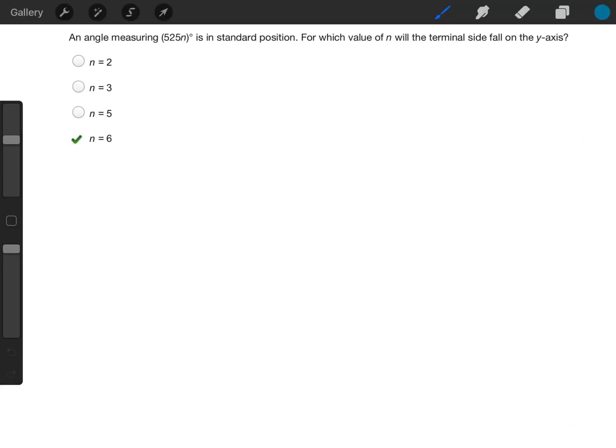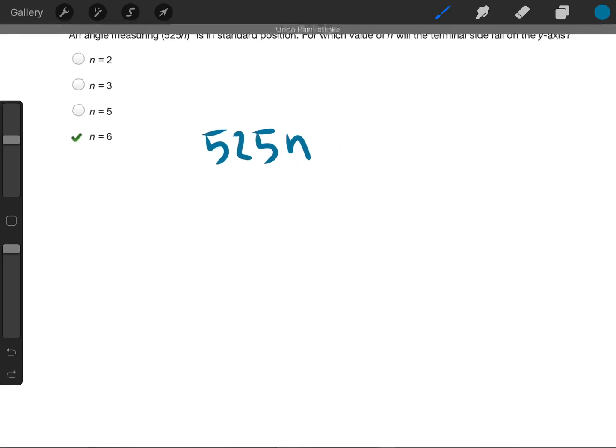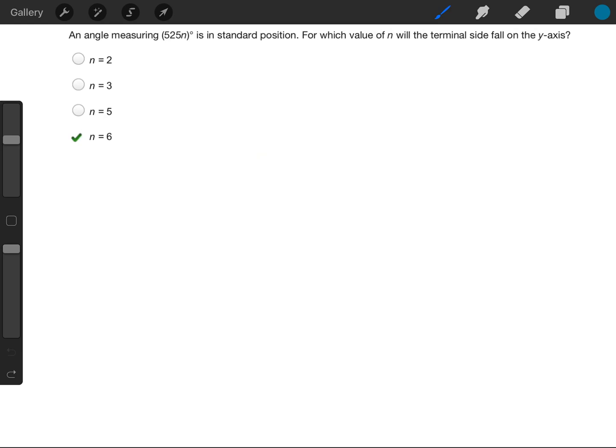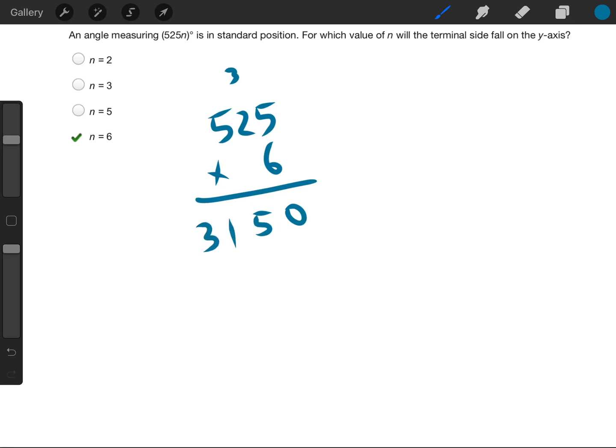An angle measure is 525N in standard position. For which value of N would the terminal side fall on the y-axis? This is the one where you basically need to just plug it in and see what your answer is. If you use N equals 6 and multiply, 525 times 6 gives you 3150.